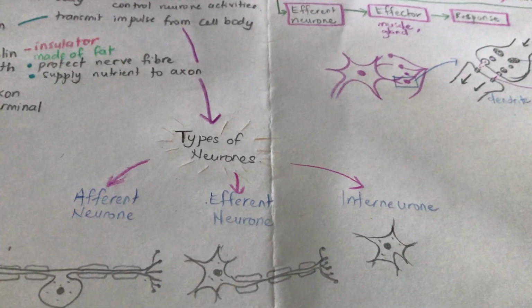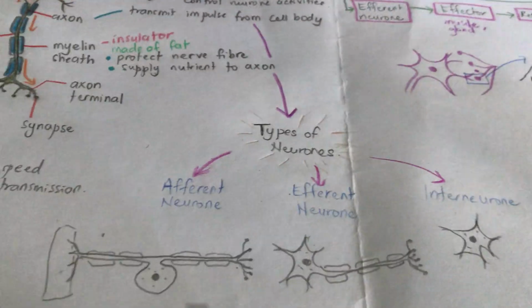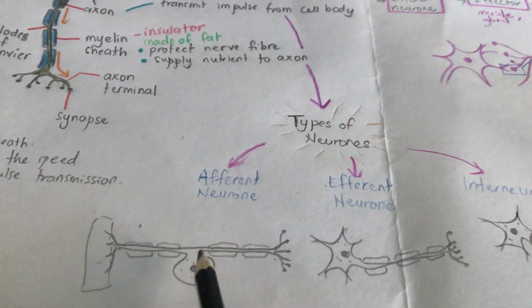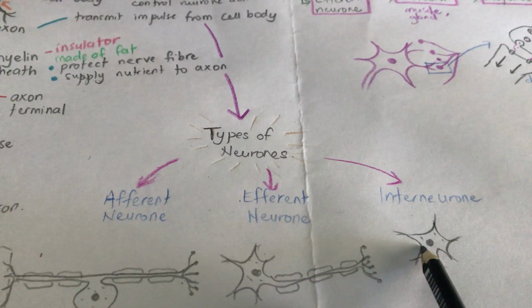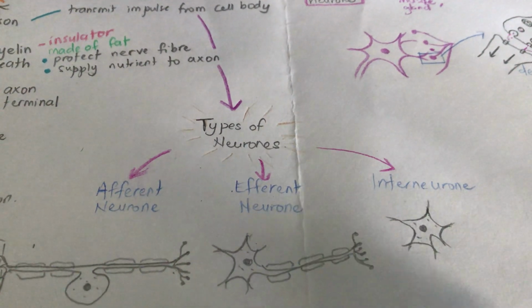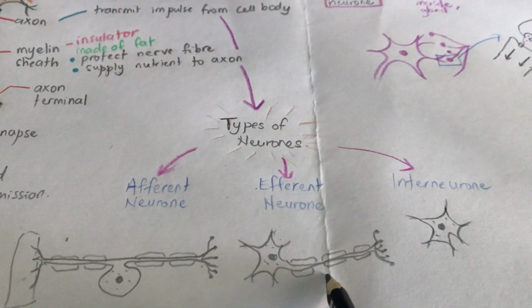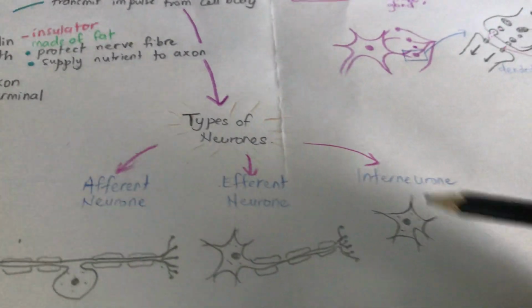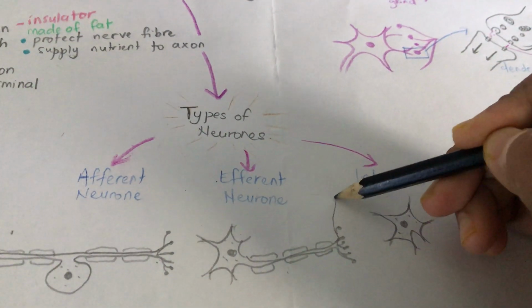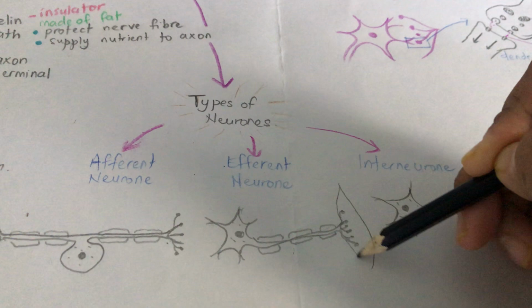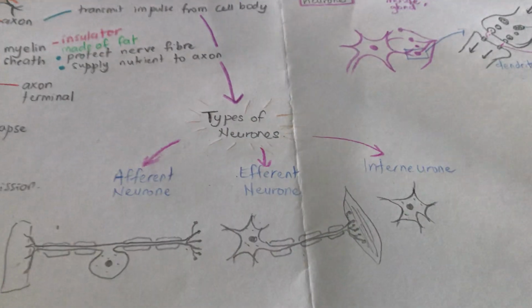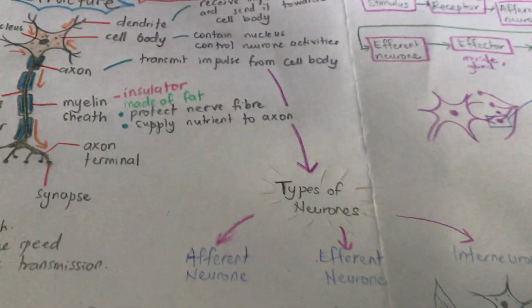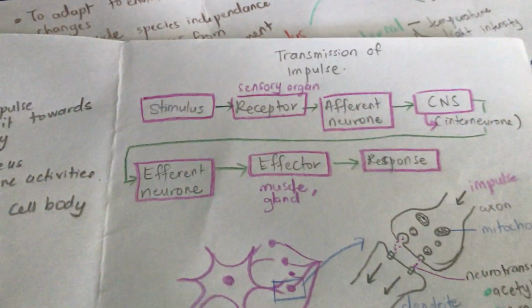Boleh? Okay, its transmission starts from the receptor, afferent neuron, and then jumps to the interneuron that is located in the central nervous system, either brain or spinal cord, and then the efferent neuron. Lastly, it will go to the effector, that is the muscles and also the glands. Okay, now the conclusion is like this.